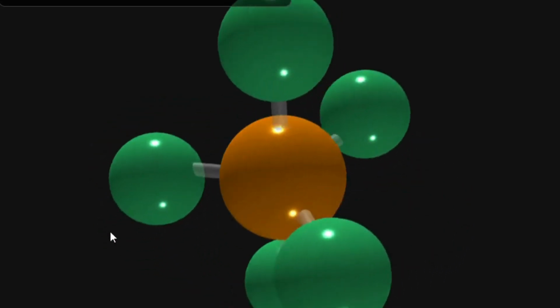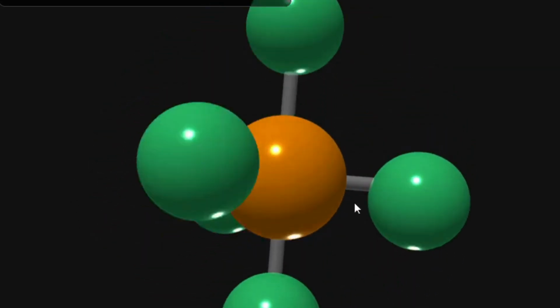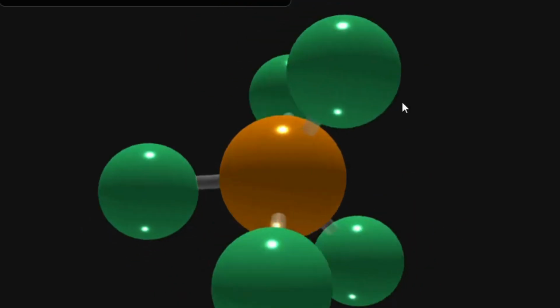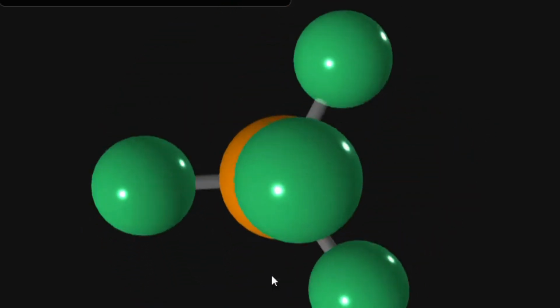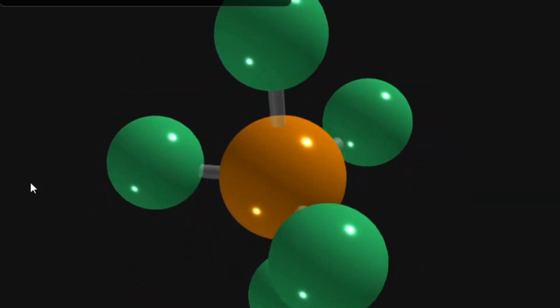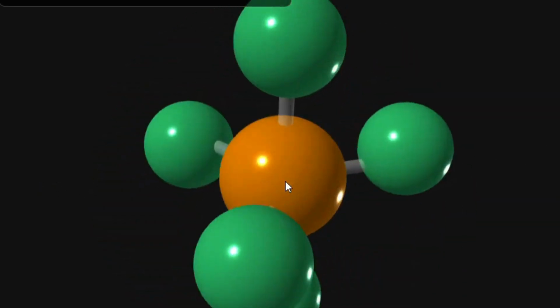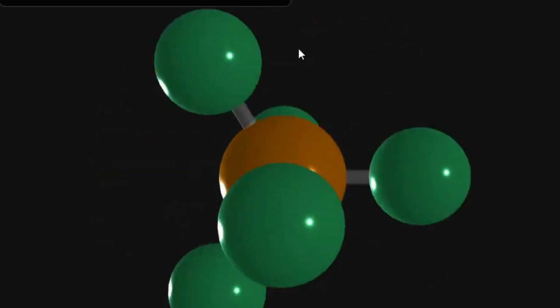Each chlorine atom has 7 valence electrons. Watch as phosphorus moves to the center and 5 chlorine atoms surround it. Each chlorine shares 1 electron with phosphorus, forming 5 single P-Cl covalent bonds. As a result, every chlorine atom attains a stable octet.